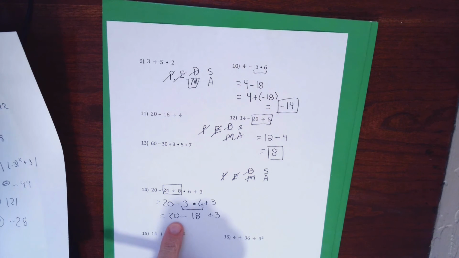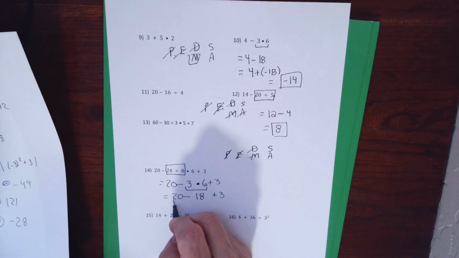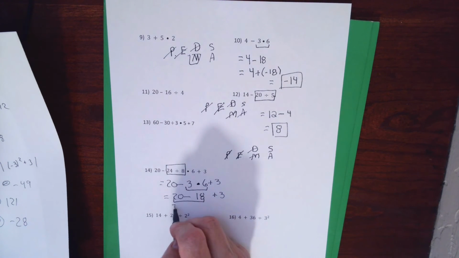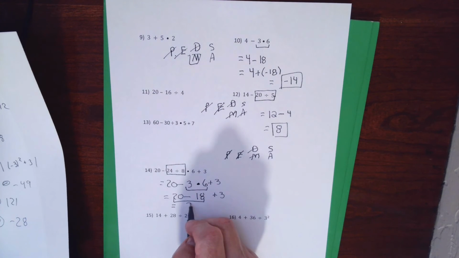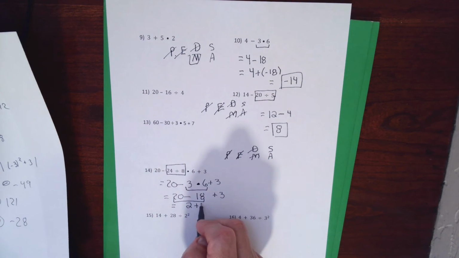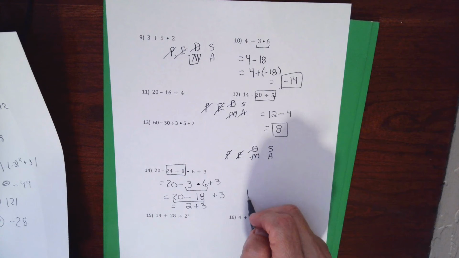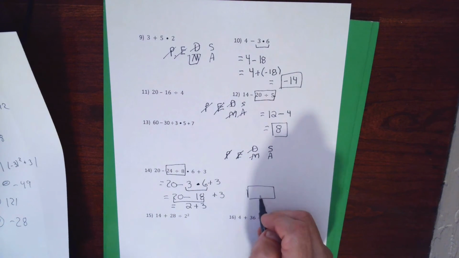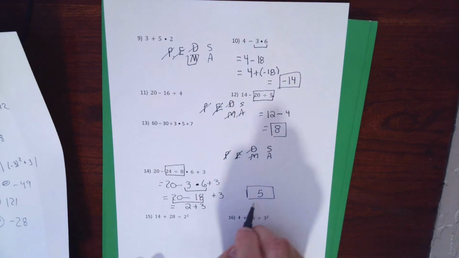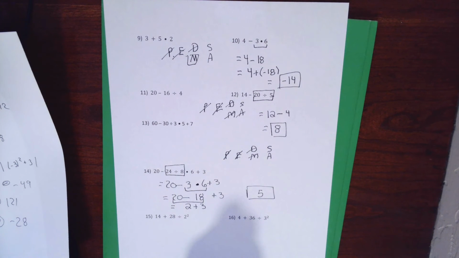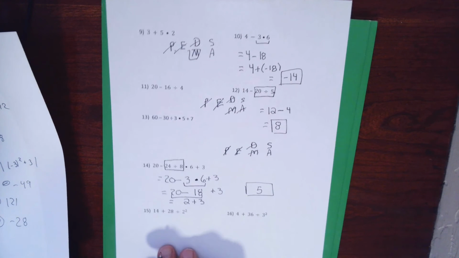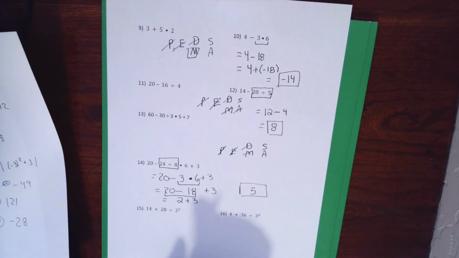So in this problem, addition and subtraction are the only operations that are left. And I'm going to go in order, left to right. I can do subtraction before addition. 20 minus 18 is 2. And then I'm just left with the one operation, 2 plus 3. My answer to 14 should be 5. Your problem 13 should work exactly the same. It's structurally the same, just I put different numbers in. Try to pair the problems up like that for all of these.